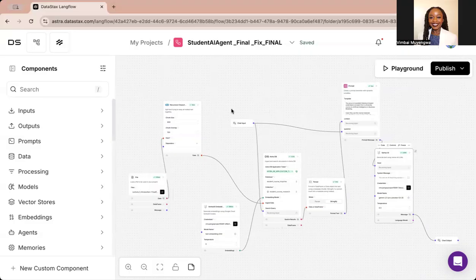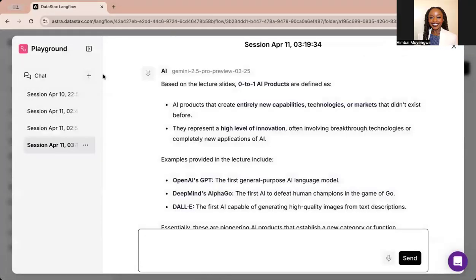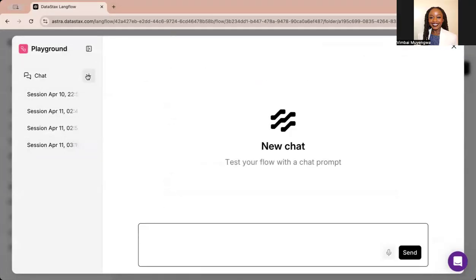For example, asking questions like, what are 0 to 1 products, if I'm trying to understand that from our lecture content material. Moving on from the prompt, you see that the prompt message output is connected to the input for the Vertex AI, which has credentials again from the Google JSON file downloaded from our Google account. The model name here is listed as Gemini 2.5 as covered in lecture. And then you see the chat output here. So as an example, I will ask a few questions. The first question I'm going to ask is, what is the number one reason for startup failure?